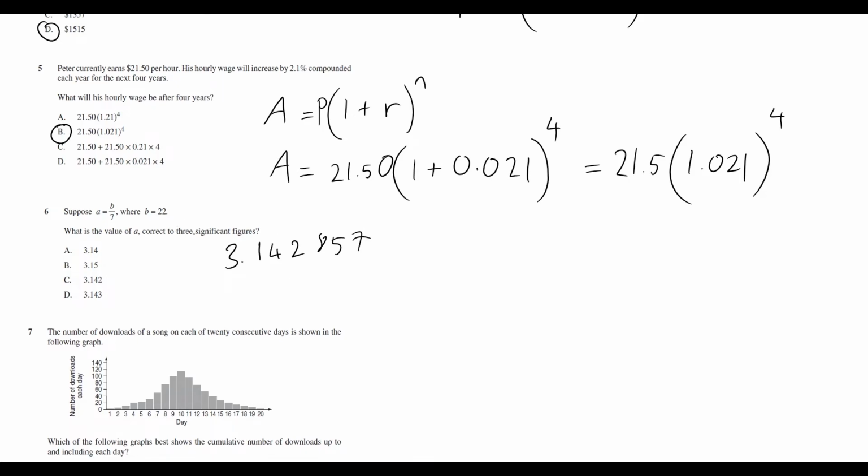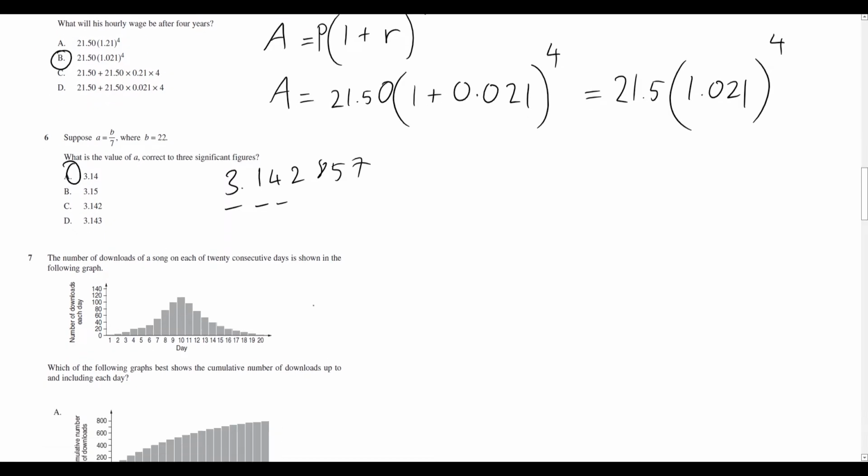So significant figures always start from the first non-zero number. So here that's very clearly just going to be that 3. And then we just continue counting until we get to a total of 3 figures. So it's going to be 3, 1, and 4. But now we need to check, will it remain as a 4? So we look at the digit after, and that's a 2. So we won't round it up, we'll just leave it as it is. So then our answer will be 3.14, or in other words, A. Okay, moving on to question 7.